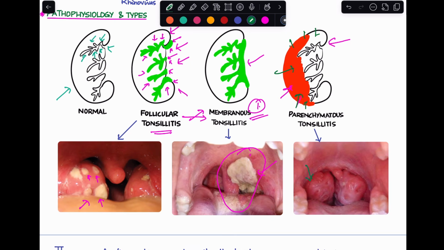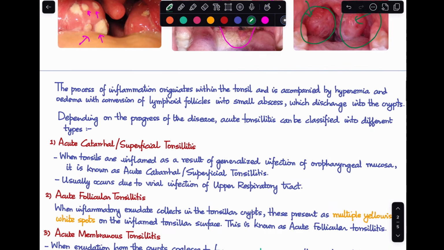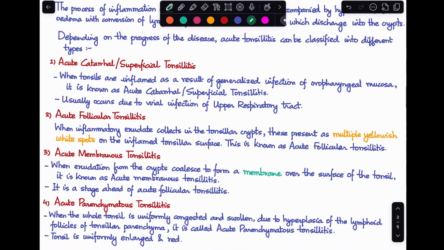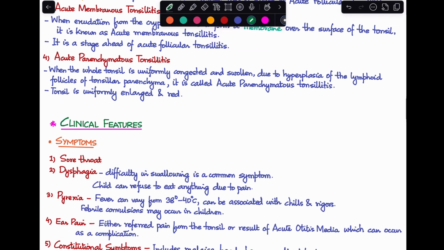And as you can see in the image over here, it looks as if the tonsils have uniformly enlarged on both the sides and they are very reddish and congested. So these are our four different types of acute tonsillitis based on the progression of the disease. We have the acute catarrhal or superficial tonsillitis, acute follicular tonsillitis, acute membranous tonsillitis, and lastly the acute parenchymatous tonsillitis. So these are our types of tonsillitis.